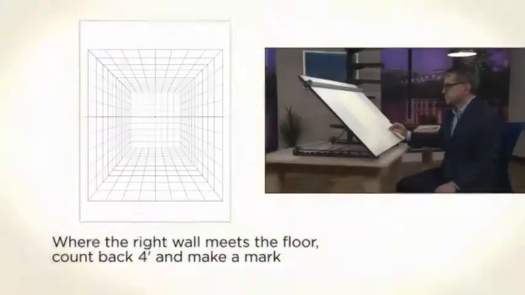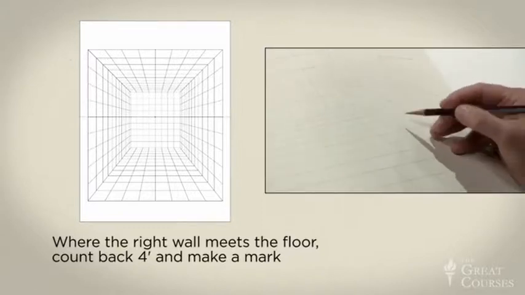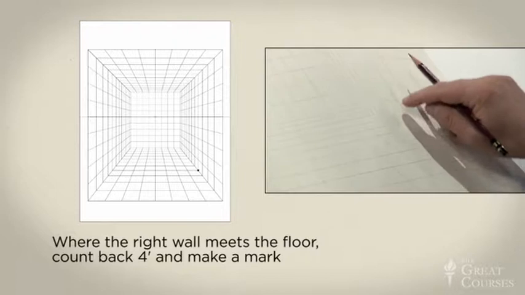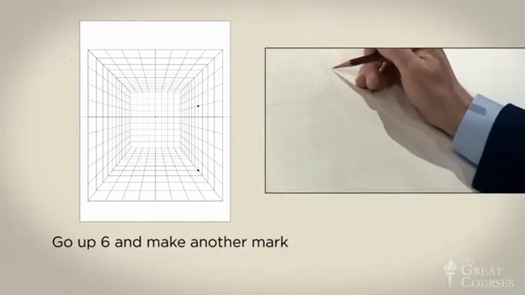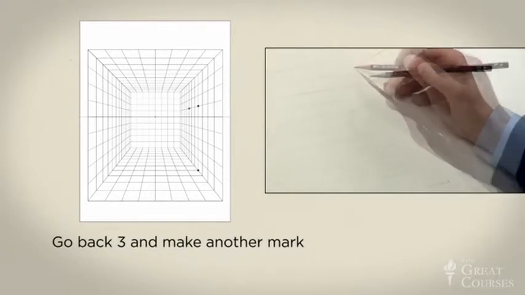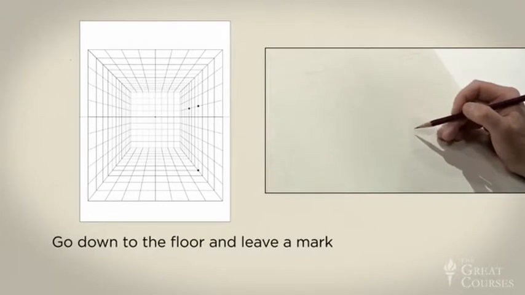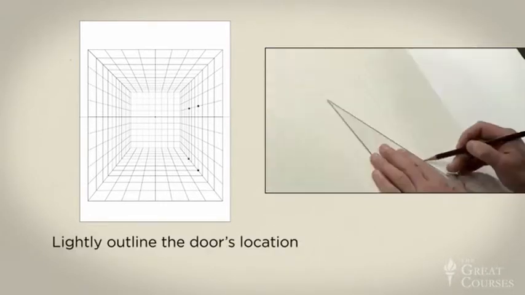First, let's draw a 6 by 3 foot door in the right wall. We'll locate this at a depth of 4 feet from the picture plane. Where the right wall meets the floor, count back 4 feet. Make a small mark here. Then up 6, another mark. Then back 3, another mark, and down to the floor. Lightly outline the door's location.